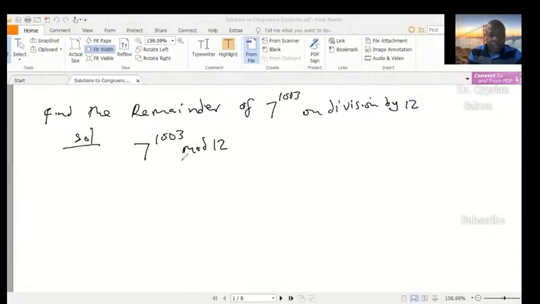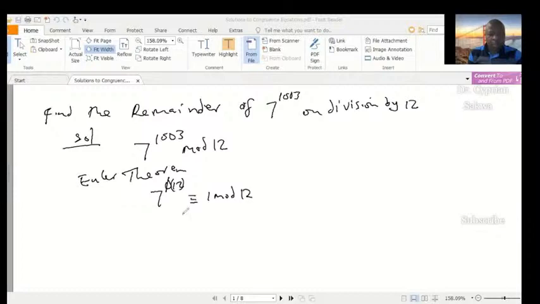Now, this question, you cannot use Fermat's theorem because this number is not prime. So you cannot use Fermat's, but we can use Euler's theorem. So let's use Euler's theorem. What Euler's theorem says is that 7 raised to phi of 12 is congruent to 1 mod 12.